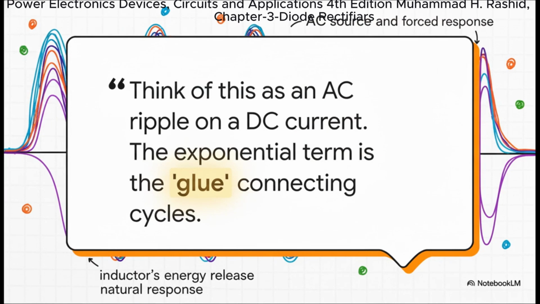So here's the secret sauce for what's happening mathematically in continuous mode. The current is basically a mix of two things: the part that's forced by the AC source and the natural part that comes from the inductor releasing its stored energy. And that natural response? It's the glue that holds the whole thing together. It's what makes sure the current from one cycle connects smoothly to the next one without ever hitting zero.